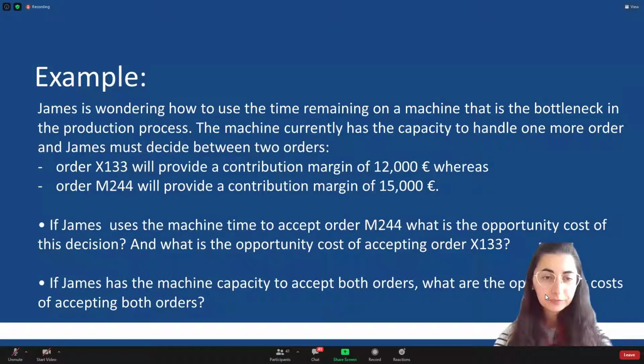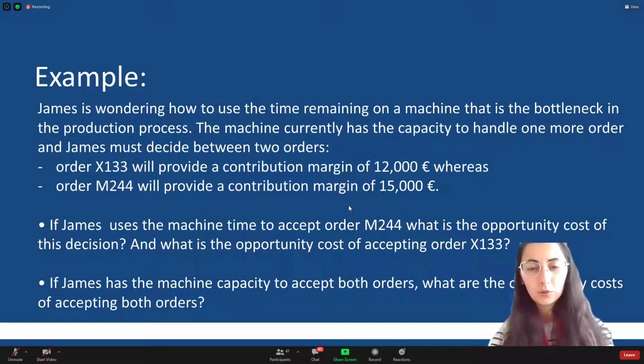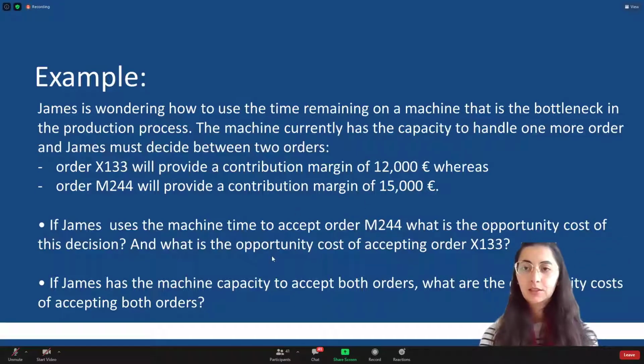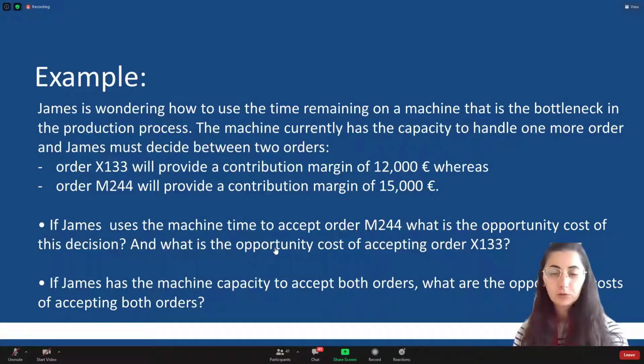Very good. Now, second question. If James has the machine capacity to accept both orders, what are the opportunity costs of accepting both orders? We have hands up. We have here Gonçalo.